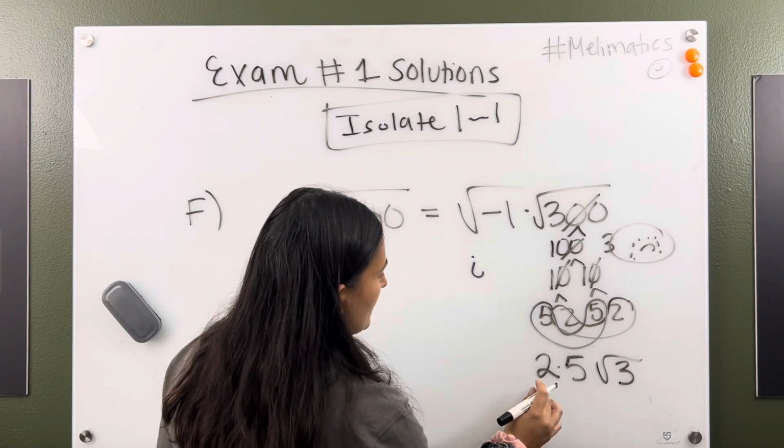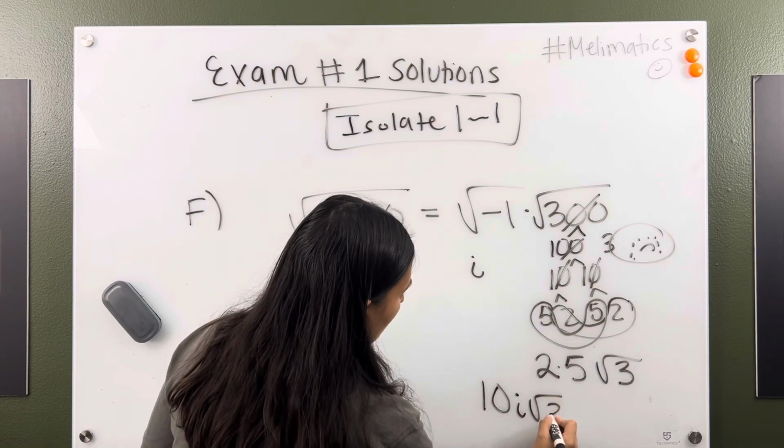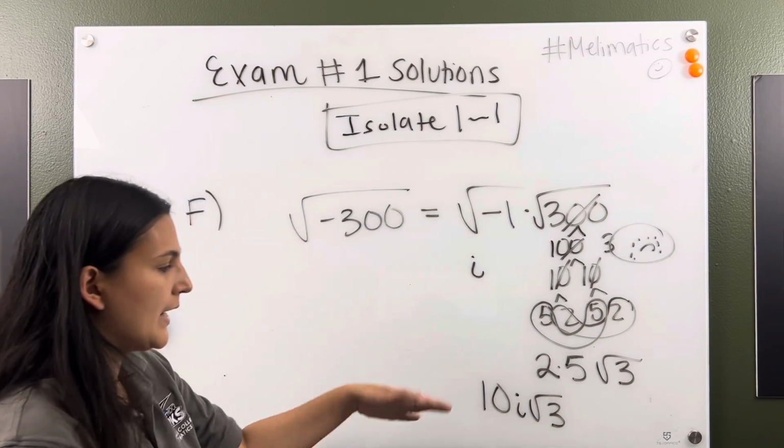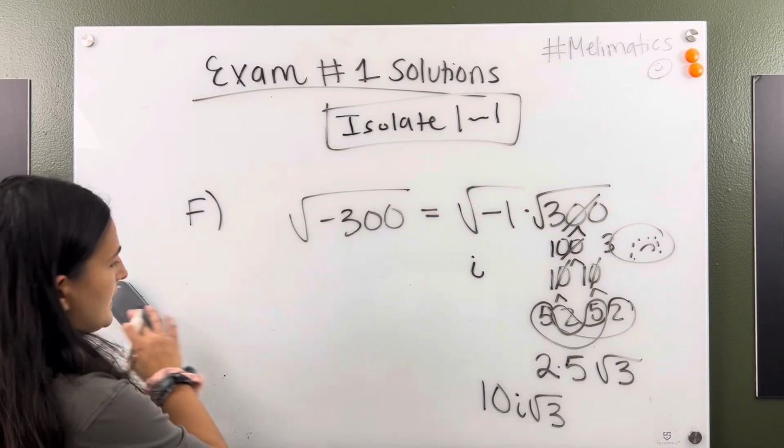So then what's the final answer? It would be 5 times 2, which is 10, don't forget the i for imaginary, and then the square root of 3. Some people like to write the i at the end after the square root. That's fine, but just make sure that the i is not inside of the square root.